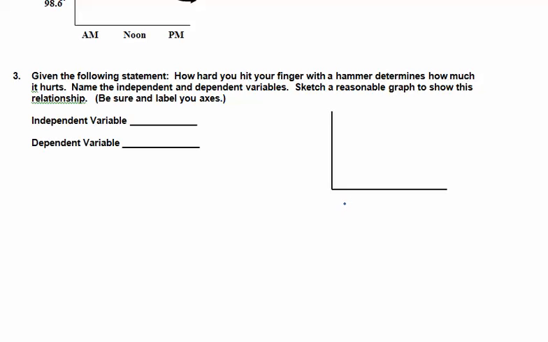So this goes how hard. And then the pain is the dependent. So if you hit the finger a little bit, do you expect a lot of pain or a little bit of pain? A little bit of pain. And the harder you hit it, the more pain you are going to feel. So the graph's going to look something like that.